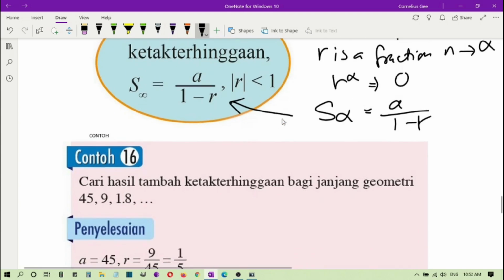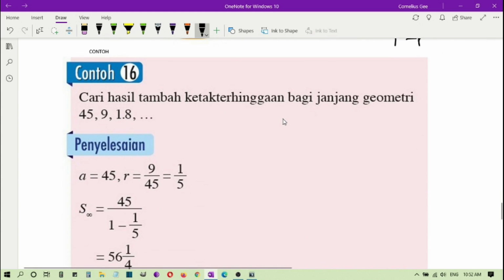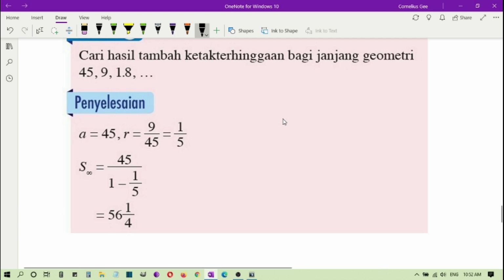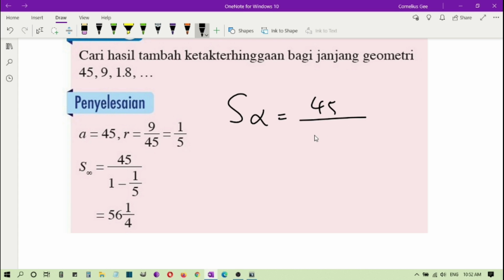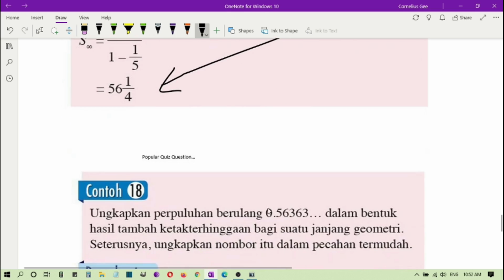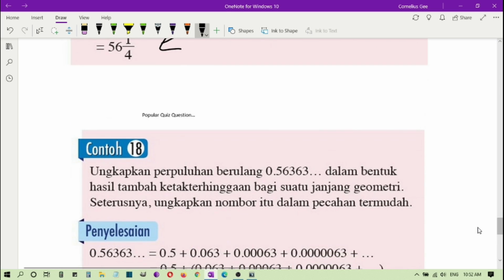Now how to use this? This is one example here, where you can see the application: S infinity equals 45 over 1 minus 1 over 5. So you get this one. A very simple application.